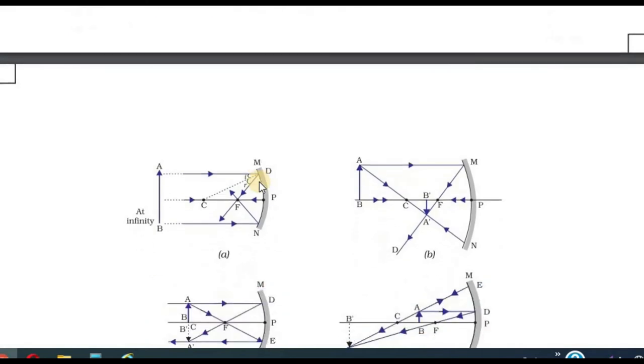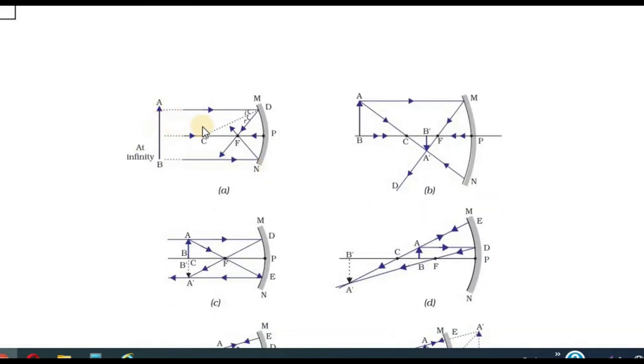How is the image formed? First case, the object is placed at infinity. It is very easy to draw the ray diagram. First, you have to draw the concave mirror or convex mirror, whatever it is. Then mark the point pole, then draw the principal axis. Mark the points F and C. The measurements should be correct. If the measurements are correct, you can have the ray diagram done without any mistake.